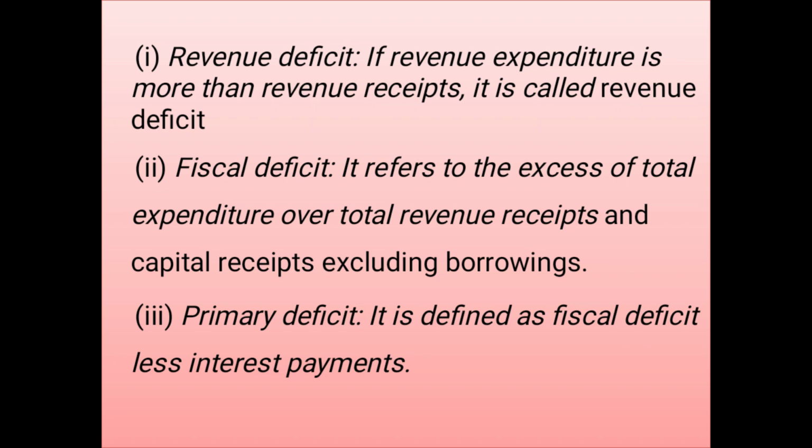Now how does the government reduce the primary deficit? Primary deficit indicates the borrowing requirements of the government to meet the deficit other than interest payments. Therefore, effort should be made to reduce the fiscal deficit. To reduce fiscal deficit, interest payment should be reduced through repayment of loans as far as possible.